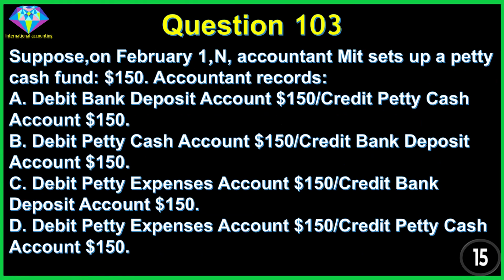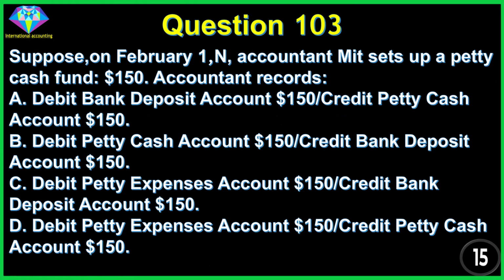Suppose, on February 1, accountant MIT sets up a petty cash fund, $150. Accountant records A. Debit bank deposit account $150 per credit petty cash account $150.